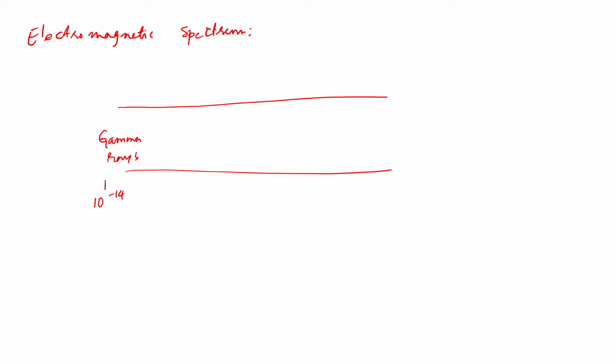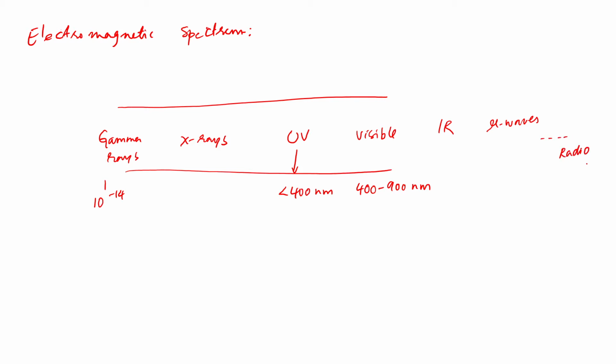And then you have X-rays, and somewhere here you have UV, which is roughly a little bit below 400 nanometers. And then you have the visible light, which we know, and which our eyes are tuned for, 400 to 900 nanometers. And then you have IR, and then you have microwaves, even longer are radio waves, right?